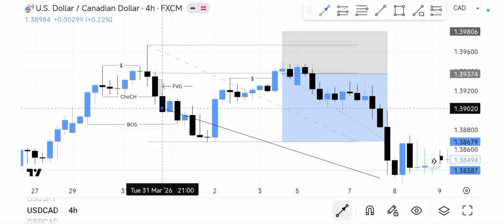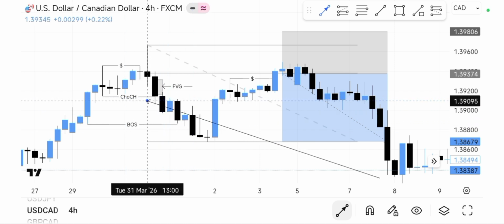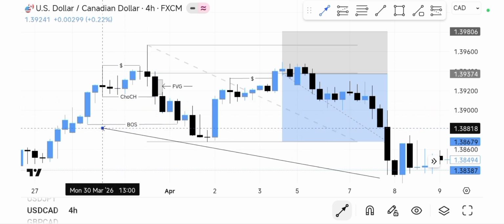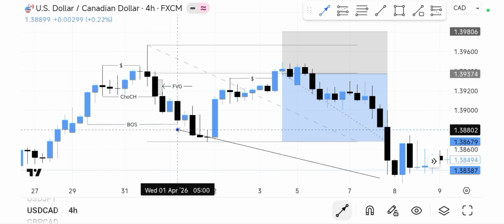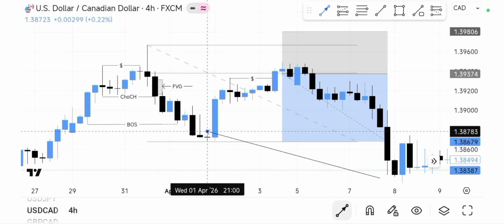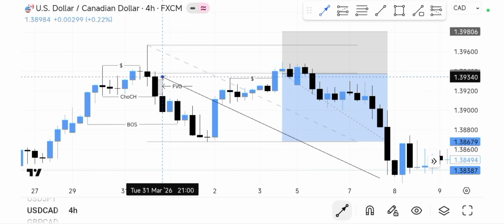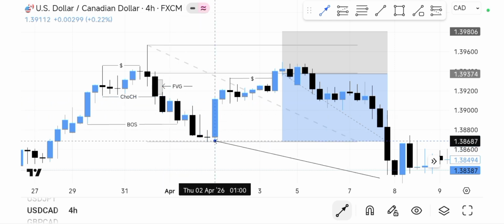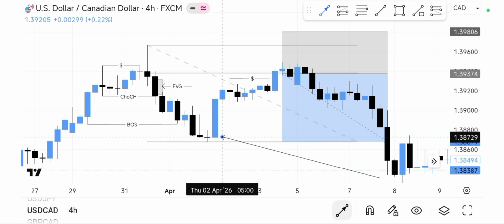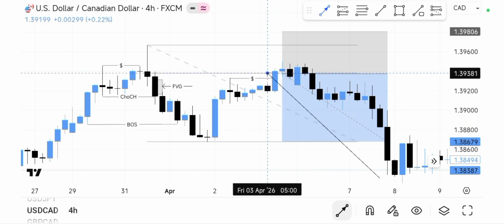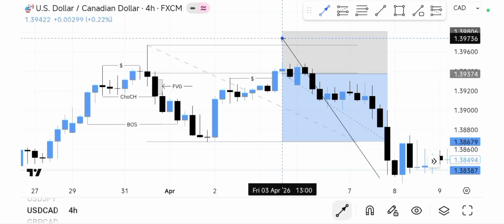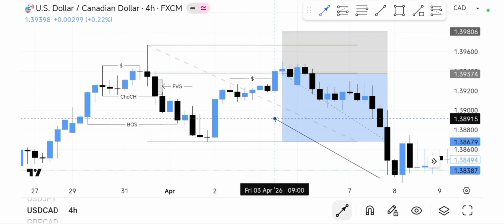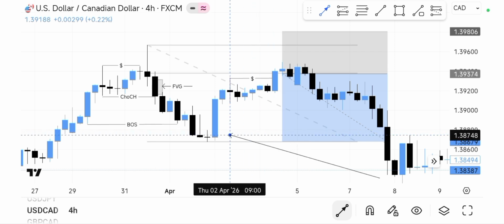As price moved lower, I identified this first break on a smaller time frame as my change of character, and this second break here was my break of structure on a smaller time frame. And price also left a fair value gap here where imbalance had formed, and after those confluences showed up, I immediately put in my sell limit order at my point of interest, and stop loss was above these liquidated highs, and my take profit was set at this low.